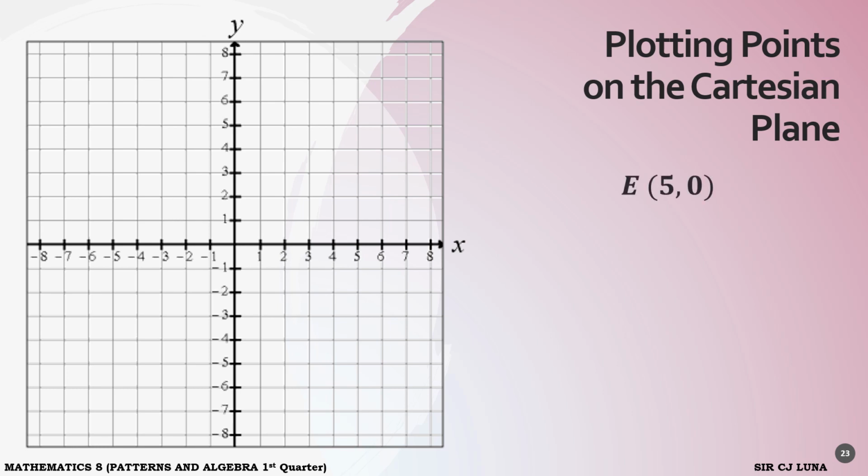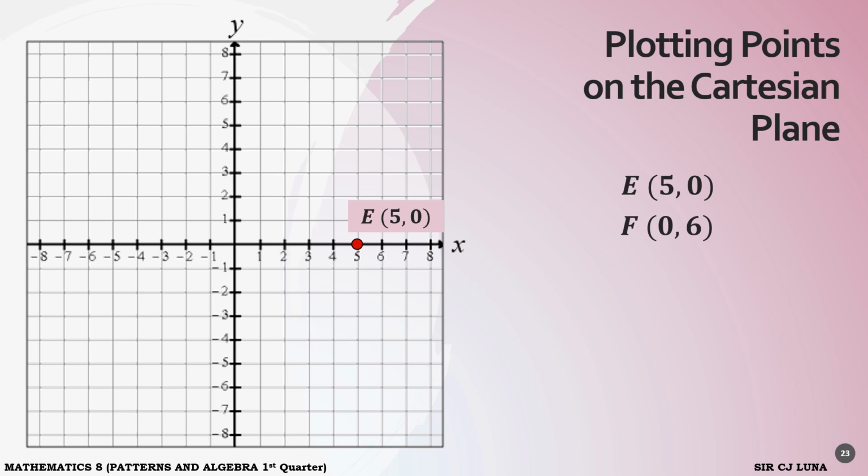Okay, plot point E on the Cartesian plane. We have 5, 0. 5, 0 means we will move from the origin 5 units to the right. And then your y-coordinate is 0, so we will no longer move upward or downward. So point E is on the x-axis, specifically positive x-axis.